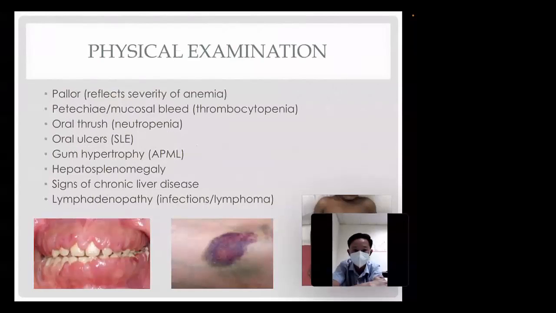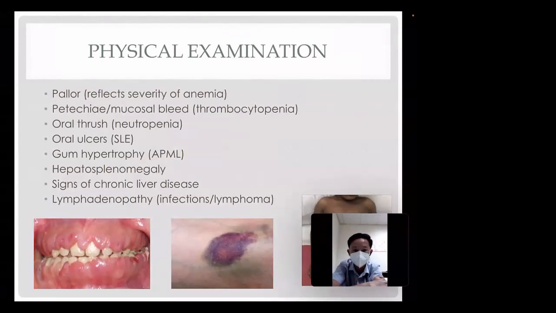For the physical examination, again, it reflects the reduction in all the cell lines. The patient may have pallor, easy bruising, fatigue or mucosal bleeds, and may tend to get oral thrush because of neutropenia. The patient may also have gum hypertrophy, which may be suggestive of APML.